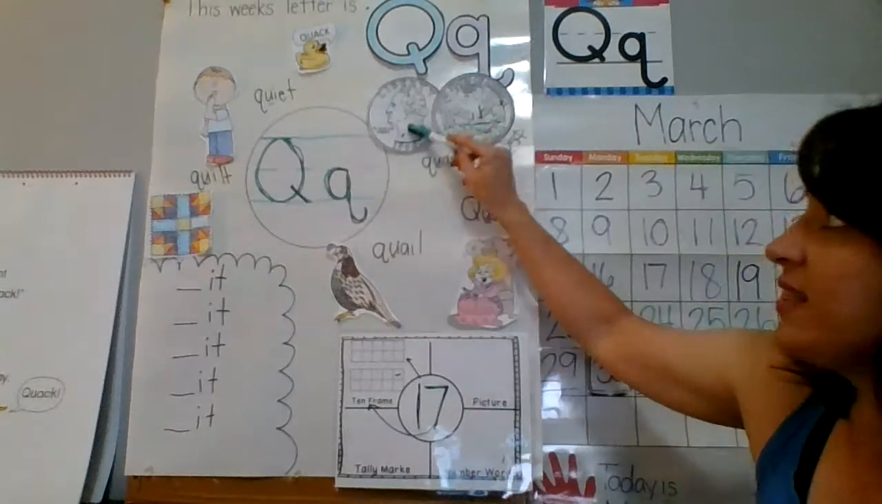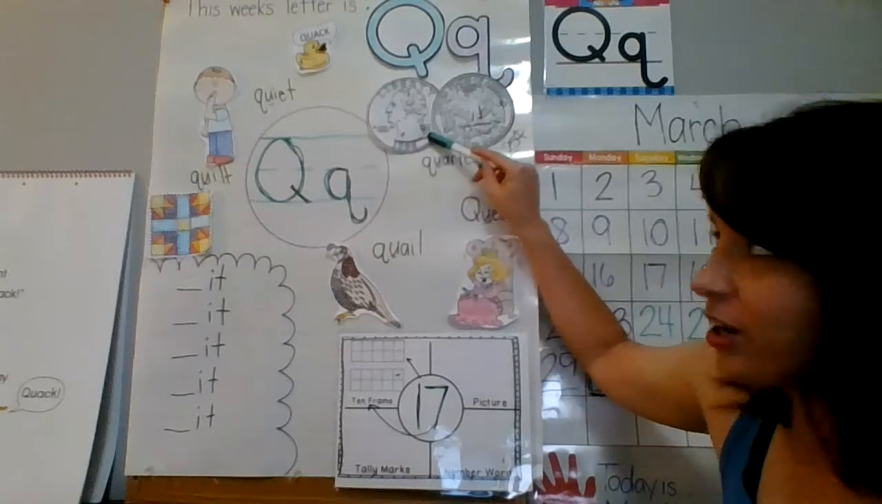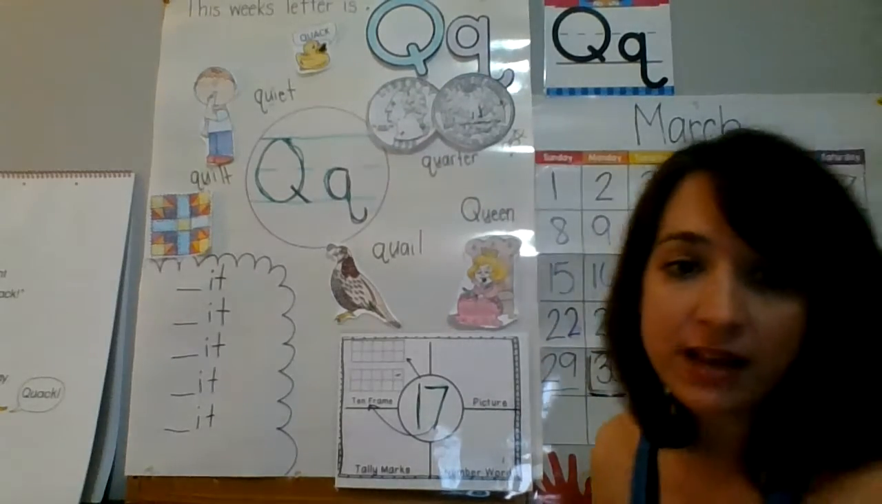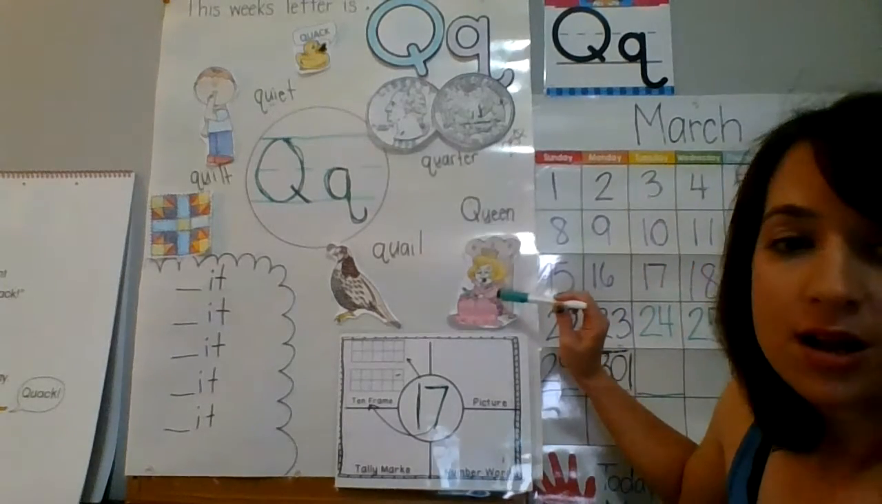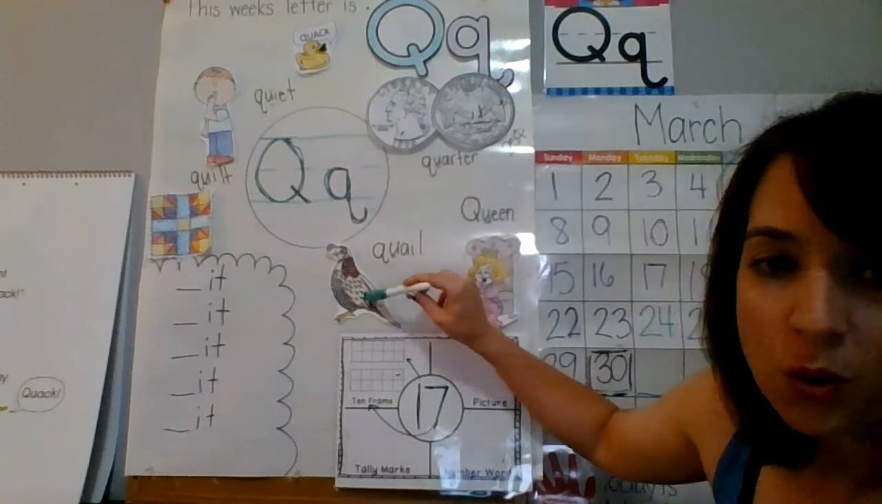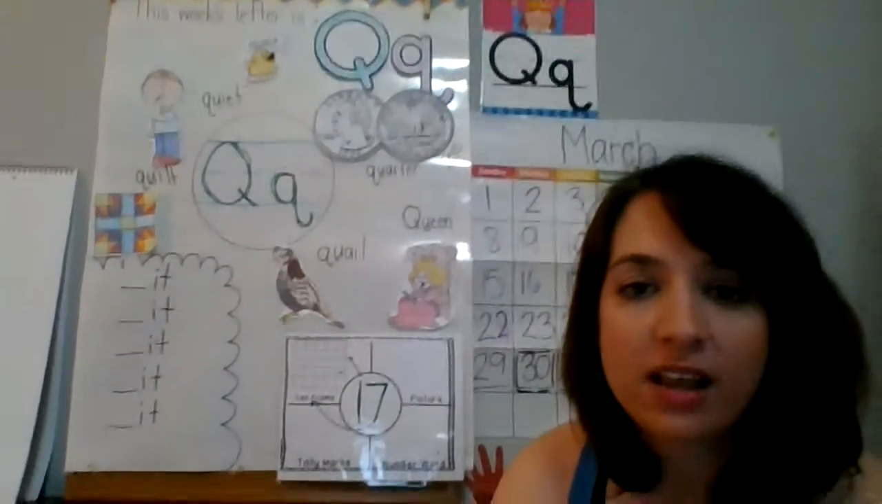Very good. This is a coin. It's a quarter. There's the front and there's the back. And quarters are 25 cents. So qua, qua, quarter. Qua, qua, queen. And qua, qua, quail. Very good. Those are some things that go qua.